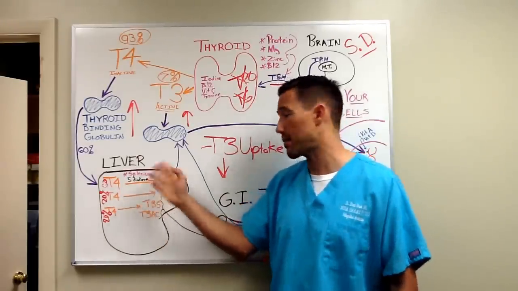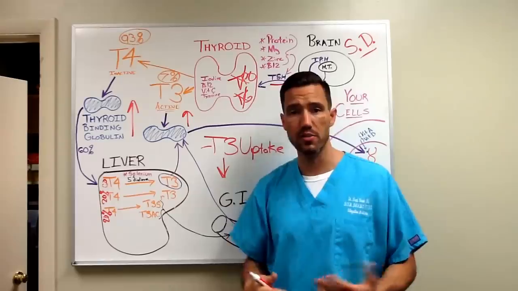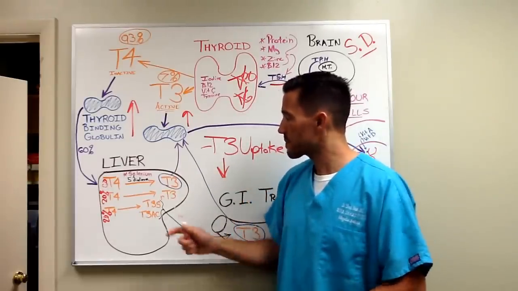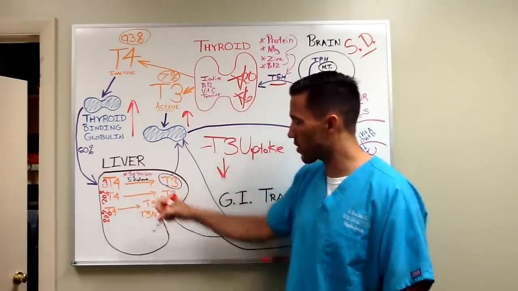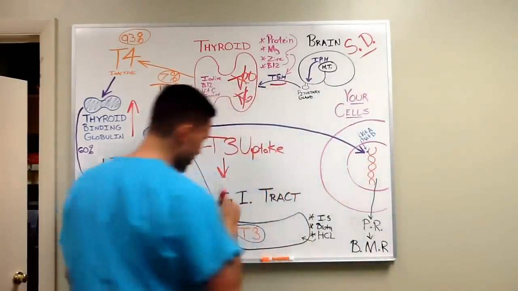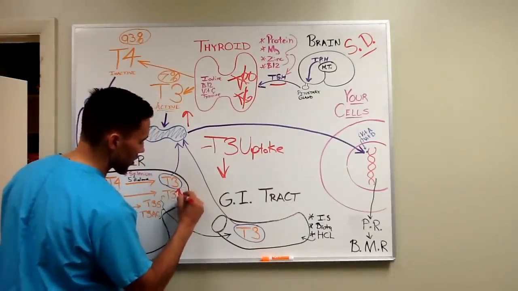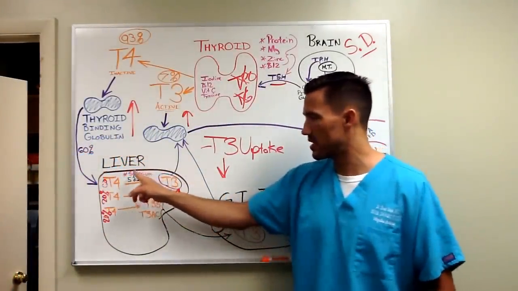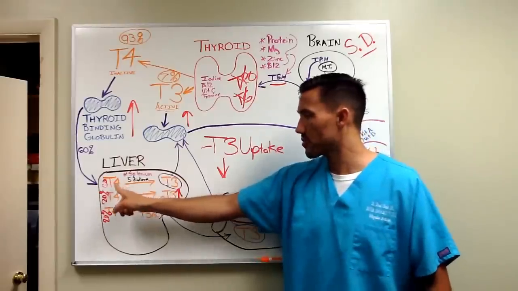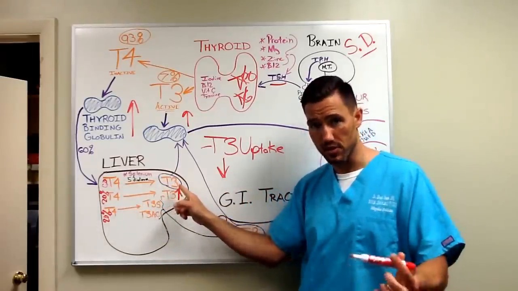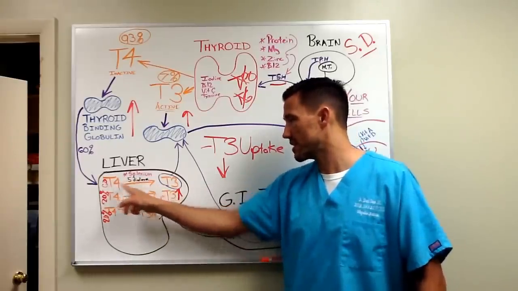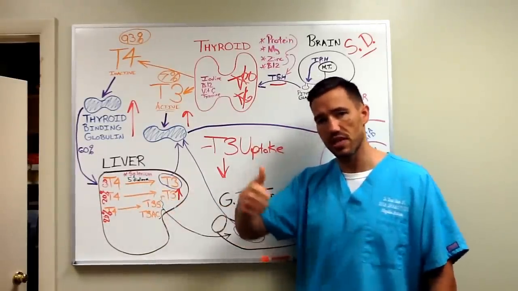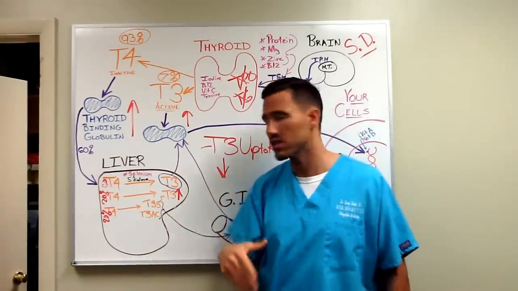Why isn't this conversion happening? Is it a deficiency? What else could be happening there? And if you're selenium deficient, a lot of times the reverse T3 goes up, because your body's still trying to convert it, but it shifts from converting T4 to T3, which is what you want, to converting that T4 into reverse T3, and you'll see it go up. You'll also see that go up with inflammation and some other things.